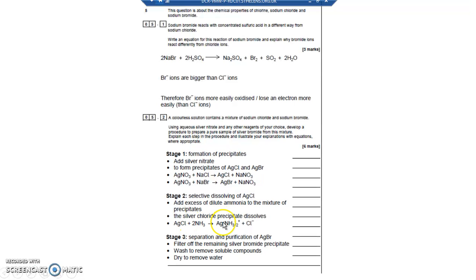And finally, you've got the silver bromide, which hasn't dissolved. You're going to filter the precipitate off, wash it and dry it.